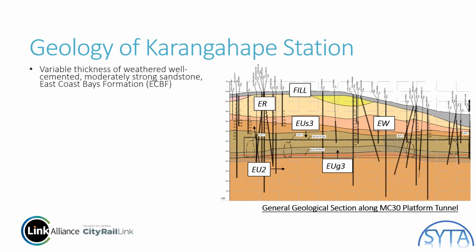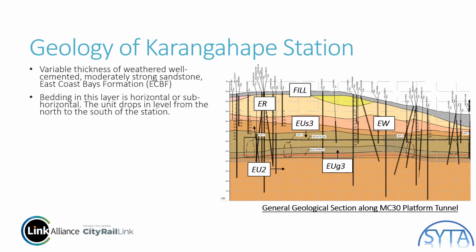Here is the geology of the cable station along the MC30 platform tunnel. The tunnels are mainly embedded in the East Coast Bays Formation, called ECBF. It is a weathered, well-cemented, moderately strong sandstone. The thickness varies along the tunnel alignment. The bedding in this layer is mainly horizontal or subhorizontal. The unit drops in level from the north to the south of the station.